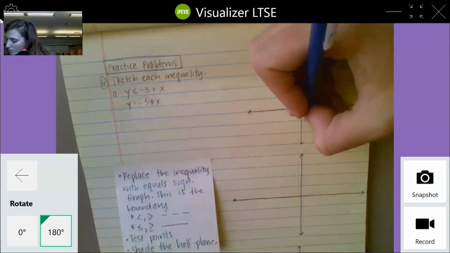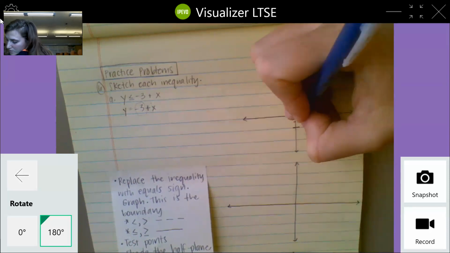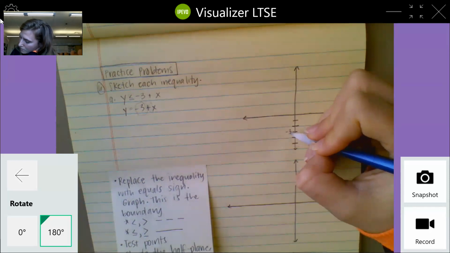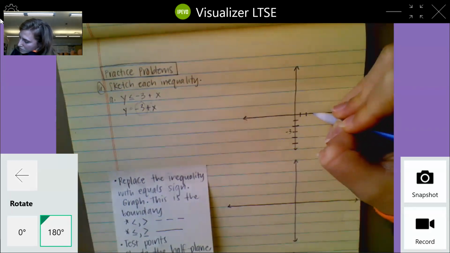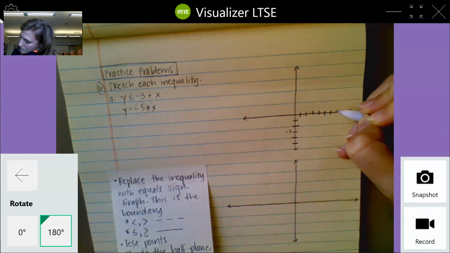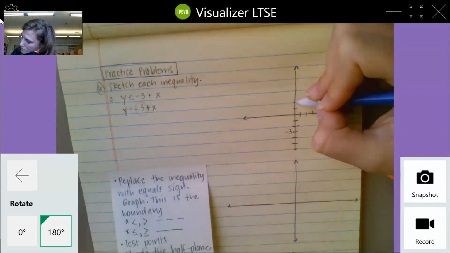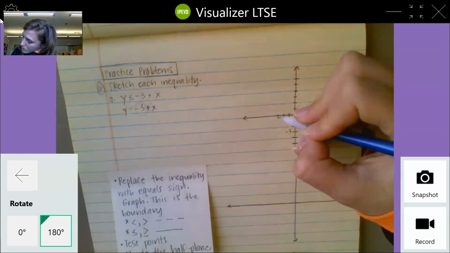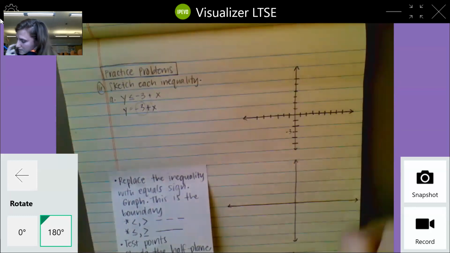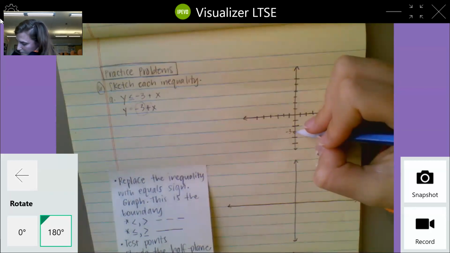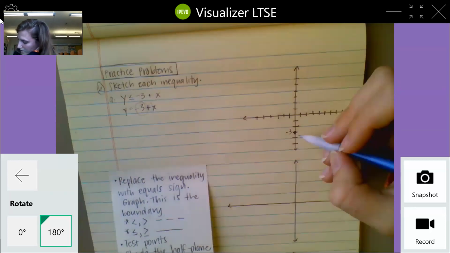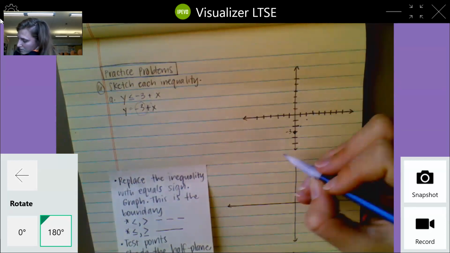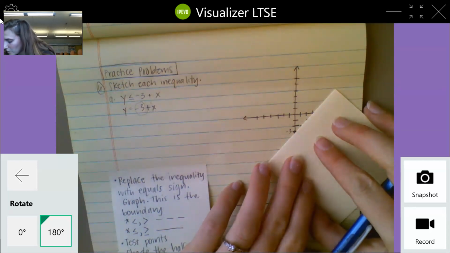So I'll scale my graph. Again, this is my y-intercept, and then my slope is 1. So I go up 1, over 1, up 1, over 1, up 1, over 1. And that's going to be my line.